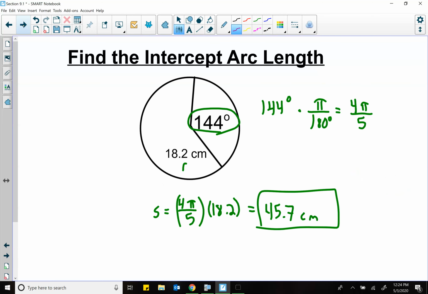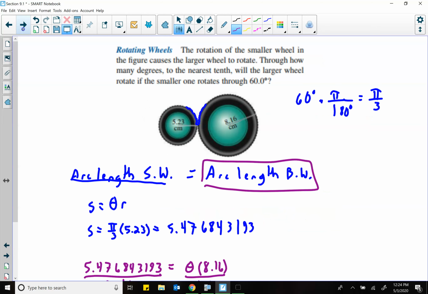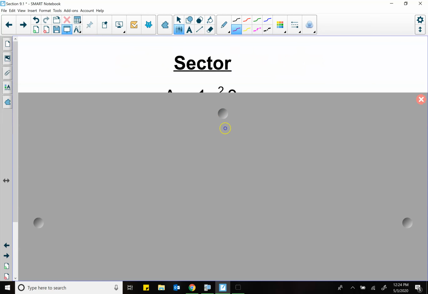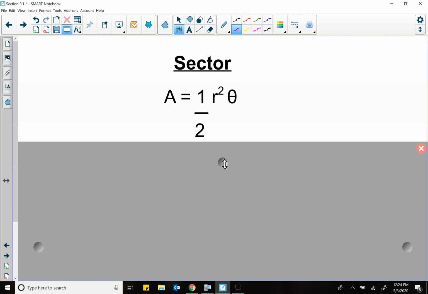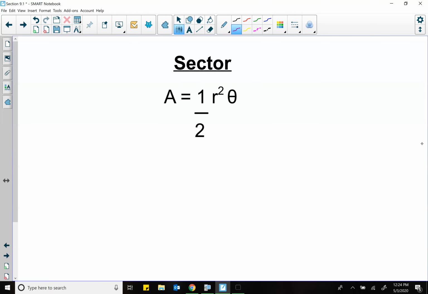When we talk about a sector, here's the formula. A means the sector, R is the same radius, theta is still in radians, it's our central angle. Thinking about a pizza, the sector is all the ooey gooey goodness inside a slice of pizza where all the toppings exist. That's what a sector is.